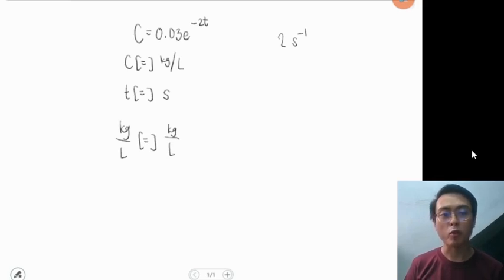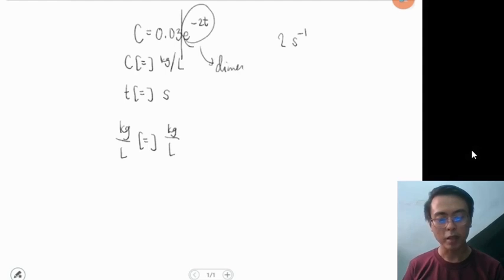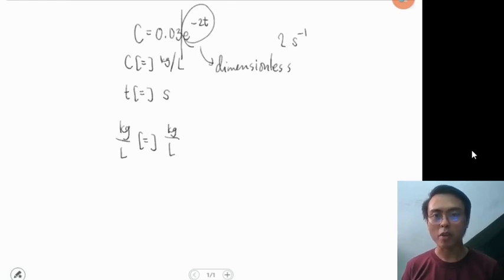Now, in the equation, you have two factors. Let me divide that. The first factor is the 0.03 constant. The second factor is e raised to negative 2t. From the previous calculation, we know that the entire e raised to negative 2t is dimensionless, meaning it has no units. So if you multiply something without units by something with a unit, the unit will not change. Therefore, by deduction, we can say that the unit of 0.03 is kilograms per liter.